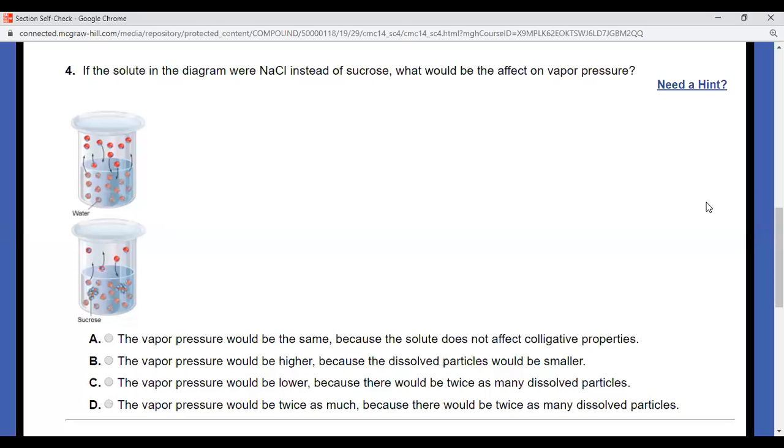Okay, we can exclude C and D. Okay, so the best answer is what? I think the vapor pressure would be lower because there would be twice as many dissolved particles.